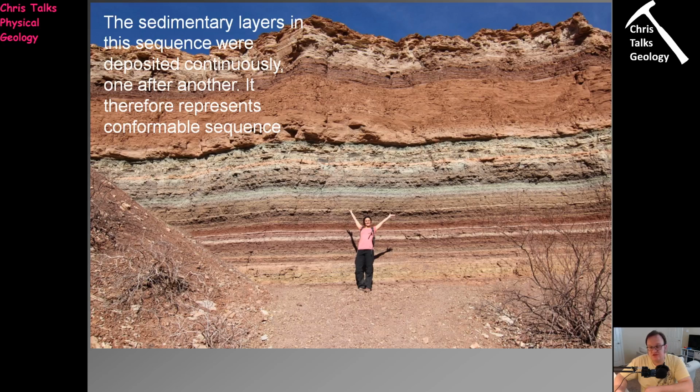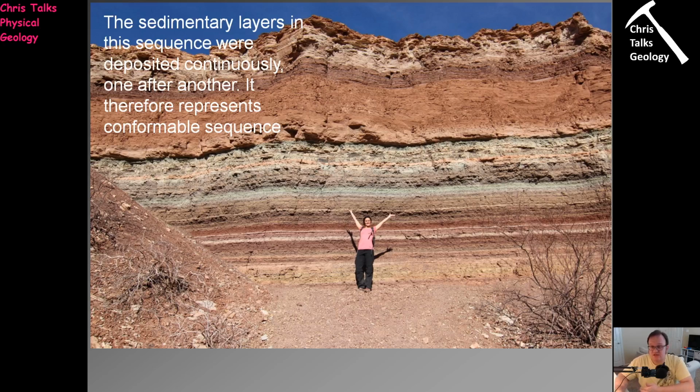And so this sequence here is all conformable, because the contact between this cream layer here and this rusty layer above it is going to be conformable. The cream layer was deposited, then the rusty layer was deposited. There was no hiatus in between these layers. So the contact between the two is conformable.